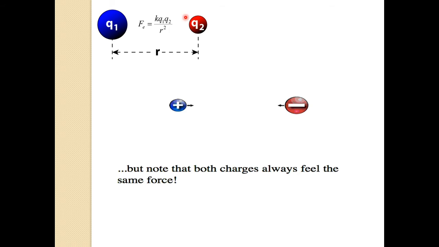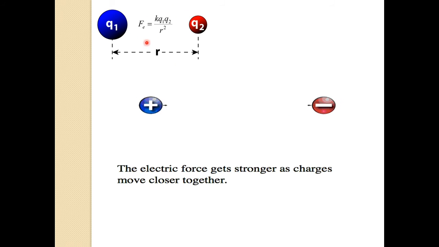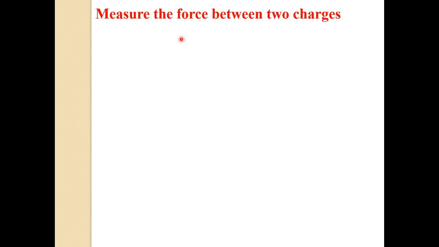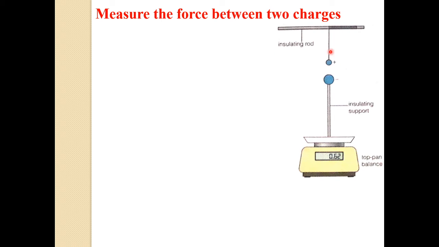You can get a better idea by looking at this. Measure the force between two charges. Here two charges are there. One is on the top pan balance and the other is hung. Both use insulating support, insulating thread and an insulating rod, and by lowering this top charge we can change the distance or the separation between them.